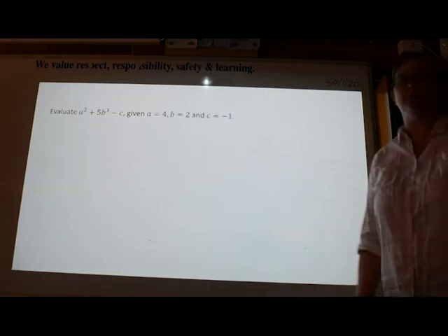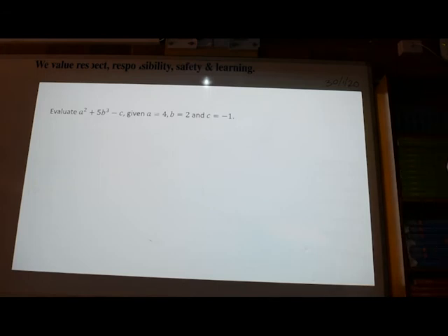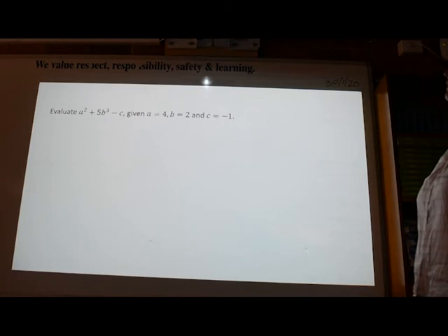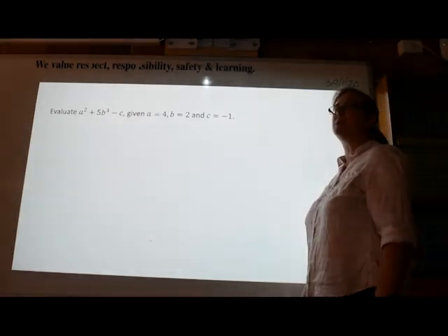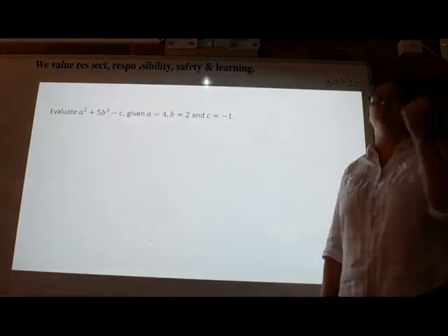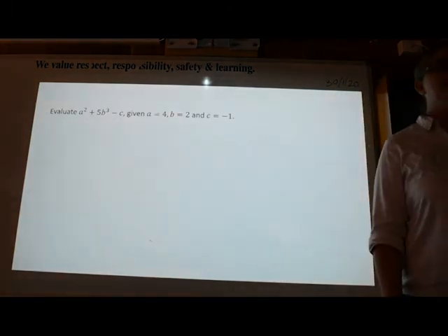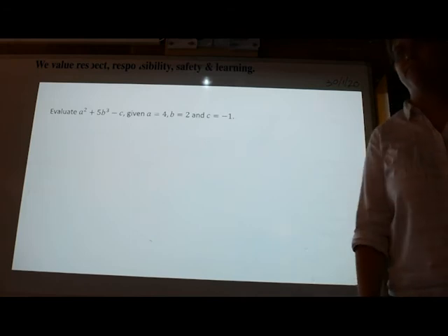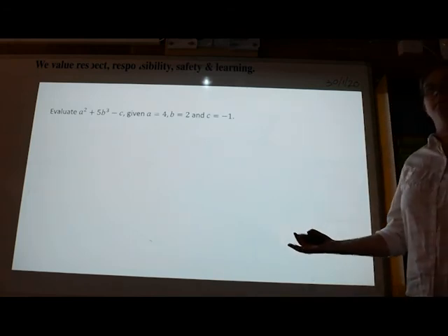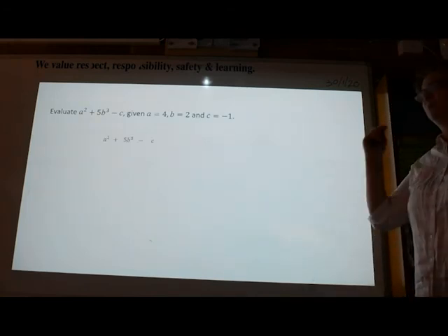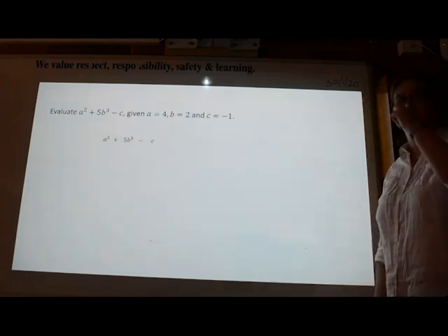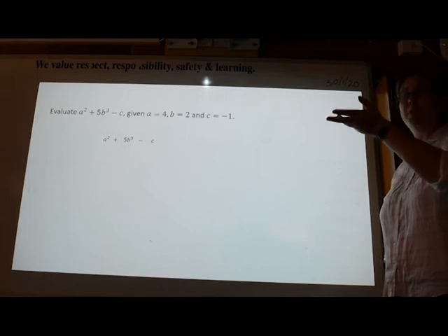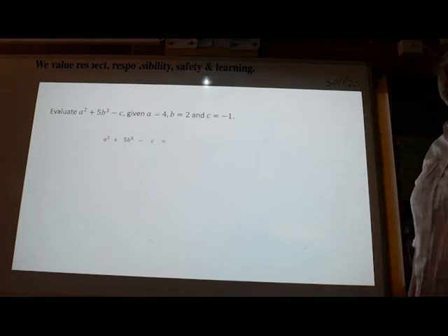Last example. We have a squared plus 5b cubed minus c. We've been given as our values a equals 4, b equals 2, and c equals minus 1. What's step number 1? Write it down. What's step number 2? Replace the variable, and we'll do it on the other side of the equal sign.